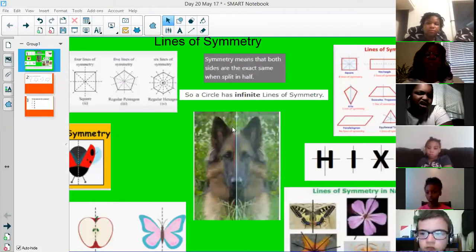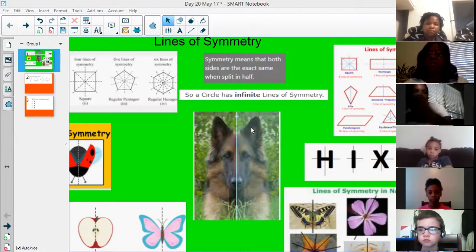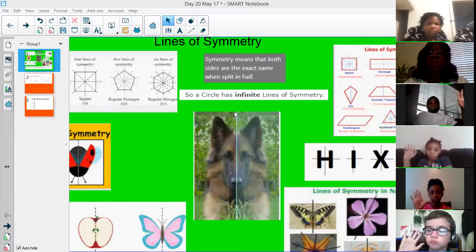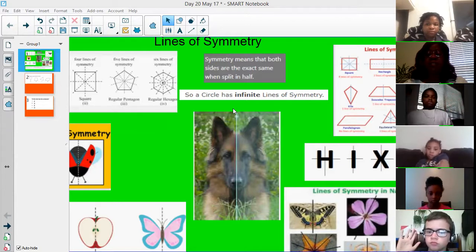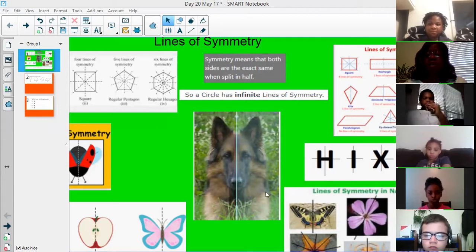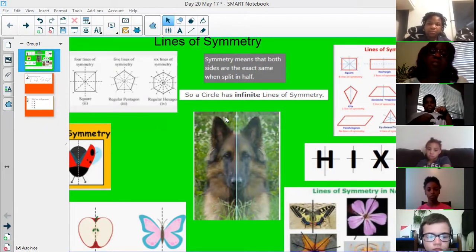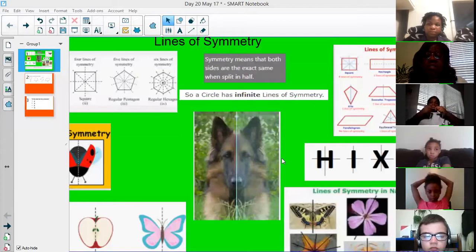So I'm going to show you some examples of lines of symmetry. Okay, let's look at the dog. How many of you have pets? If you have a pet and you draw a line of symmetry right down that pet's face, notice that in this dog, his left side looks like his right side. So that's how you know when it's symmetrical. This dog has one line of symmetry, because if I drew a line going horizontally, it would not be the same.